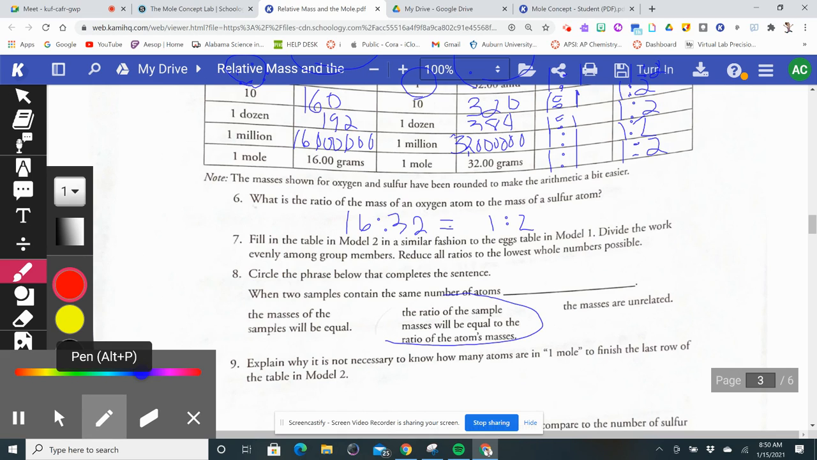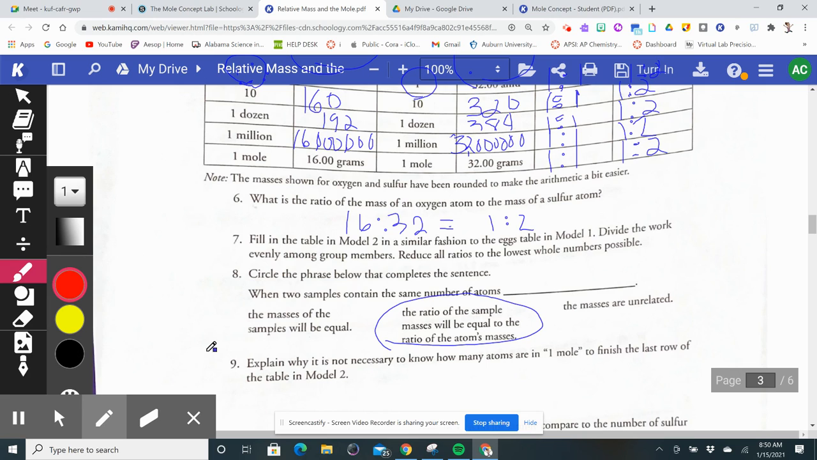Okay? So, 1 mole and 1 mole. That's equal as far as the number of things there. And so how that translates to the masses, the ratio of their masses will be the same as the ratio of the individual atoms' masses.